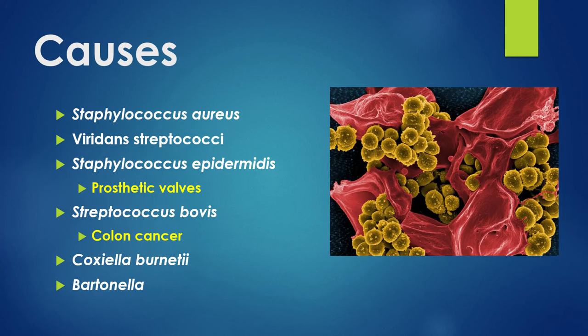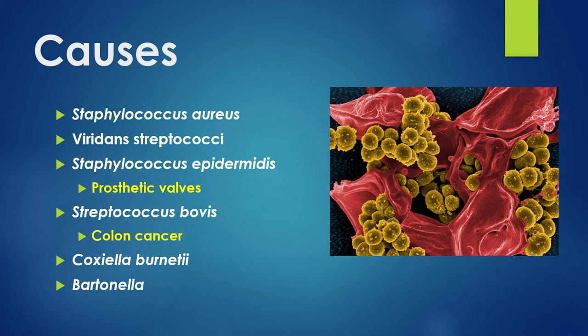In terms of the causes of bacterial endocarditis, there's many. The most common being Staphylococcus aureus. Some other causes are Viridans streptococci, Staphylococcus epidermidis. The high yield thing to know about this is that it commonly affects prosthetic valves. So if you see a patient on the exam, they have a prosthetic valve, they have a fever, they have some of the other findings we're going to talk about, you want to be thinking about bacterial endocarditis and you want to be thinking about Staphylococcus epidermidis.